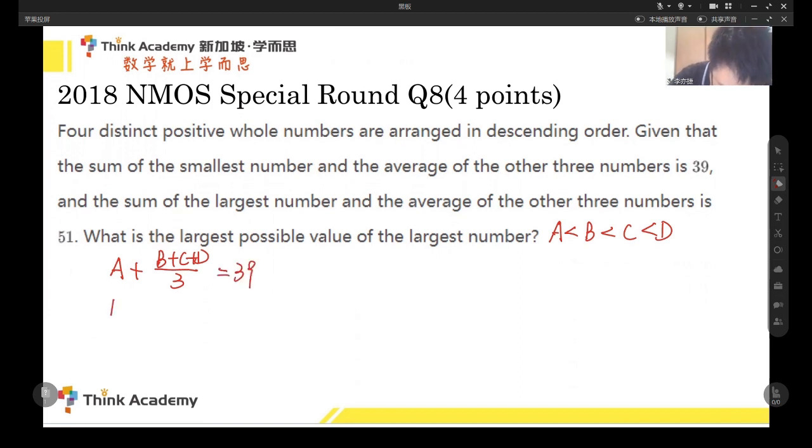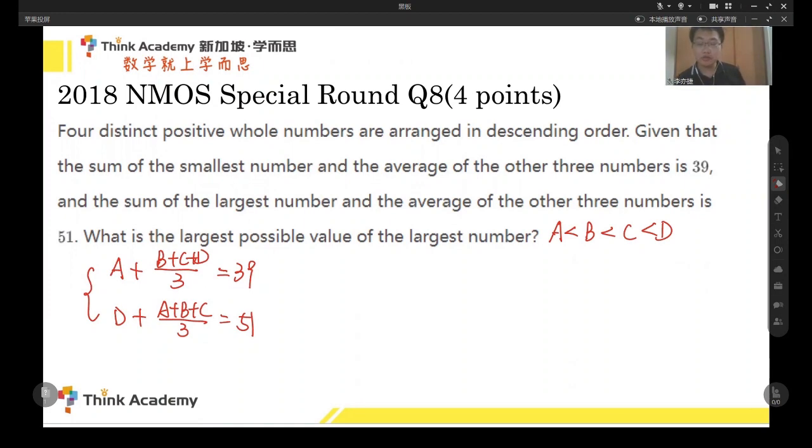Then for the largest number D, it adds up with the average of the other 3, which will be 51. So this is all we get, and now we should find the largest possible value of the largest number D.